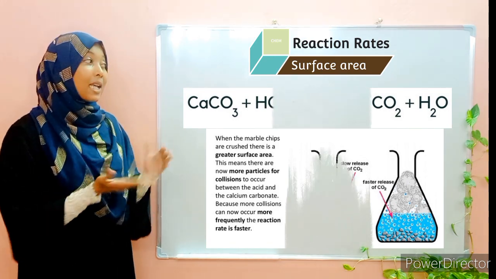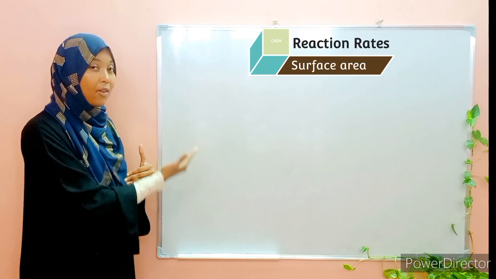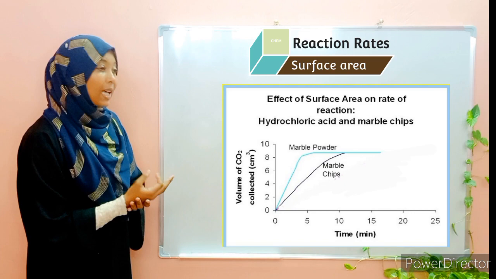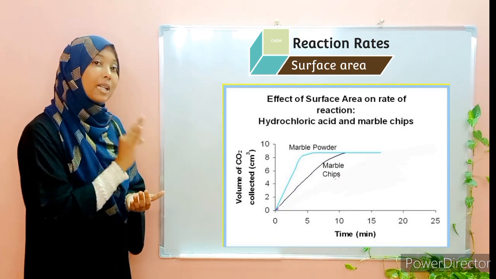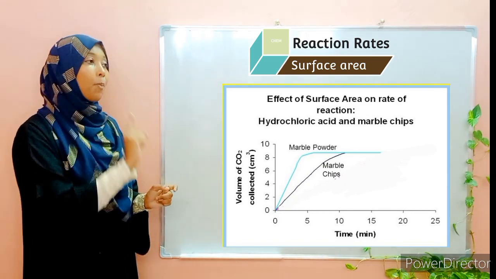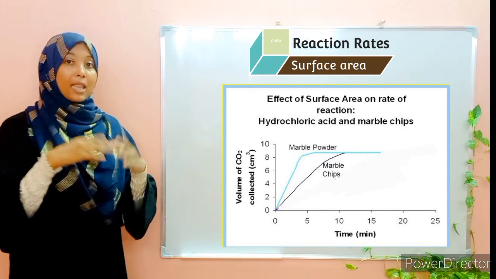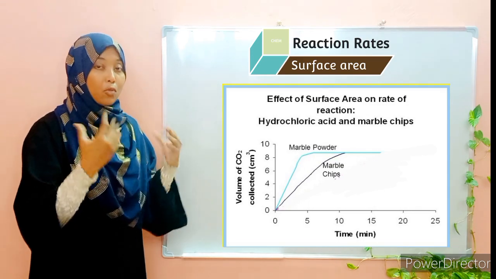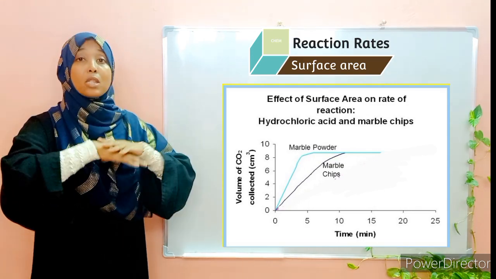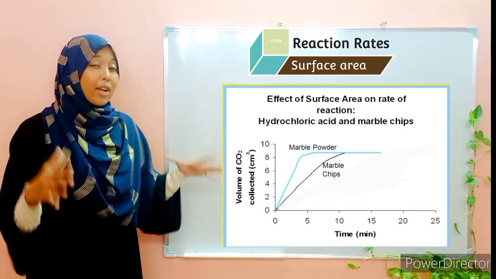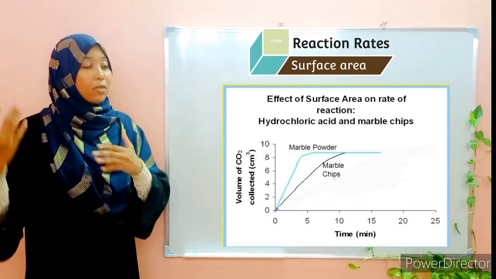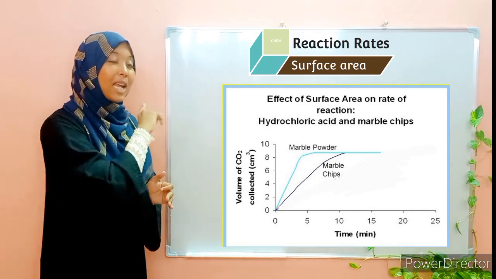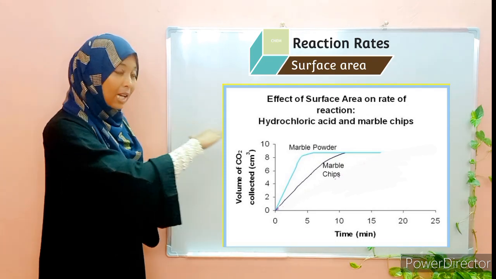So if we were to represent this information using a graph, that is what we're going to have. So as you can see, the curve representing the powdered calcium carbonate is steeper compared to that of the marble chips. This means that more carbon 4 oxide gas is collected within a shorter period of time. Why? Because we are exposing a larger surface area, increasing the effective collisions, which in turn increases the rate of the reaction. Now, one thing I'd like you to note is this. The two curves level off at some point. They flatten out at some point.